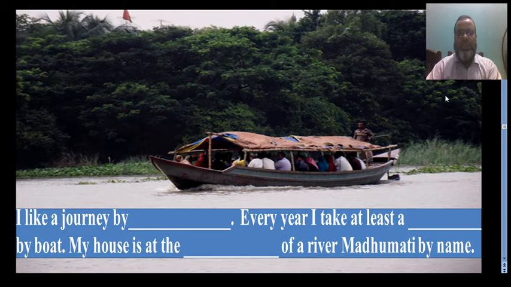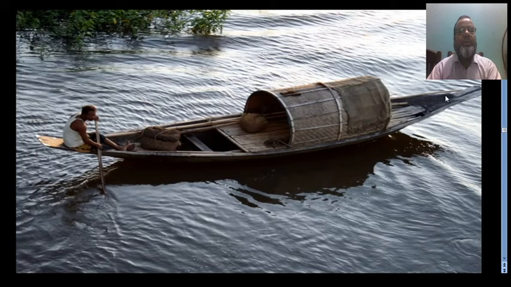My house is at the dash of a river, Madhumati by name. The house is at the, what would be there? The house is at the bank of a river, Madhumati. The name of the river is Madhumati. Please look at another picture. This is another style of boat. That means there are huge kinds of boats here.